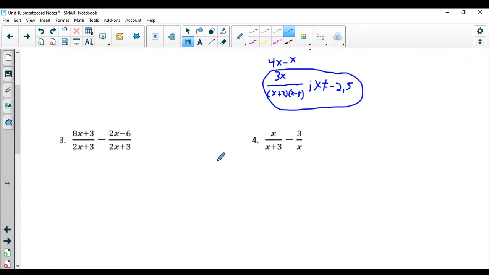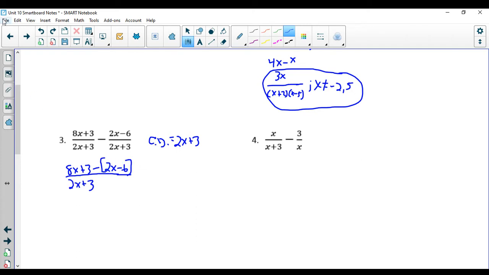Again, for number 3, we already have our common denominator. It's going to be 2x plus 3. So that means we don't have to multiply top and bottom of any fraction by anything because we already have our common denominator. So we put that on the bottom. On the top, I have 8x plus 3 minus, and then again, we have to use brackets. 2x minus 6. Now this is where we're going to have to simplify a little bit further.